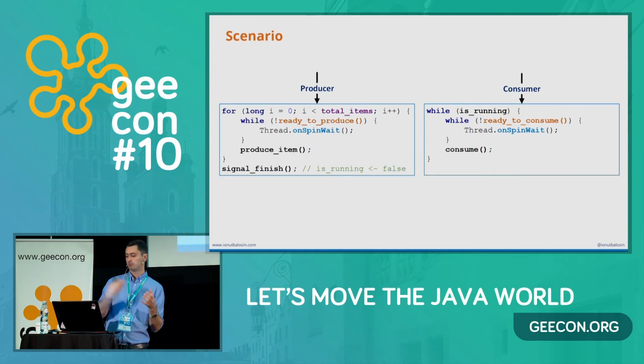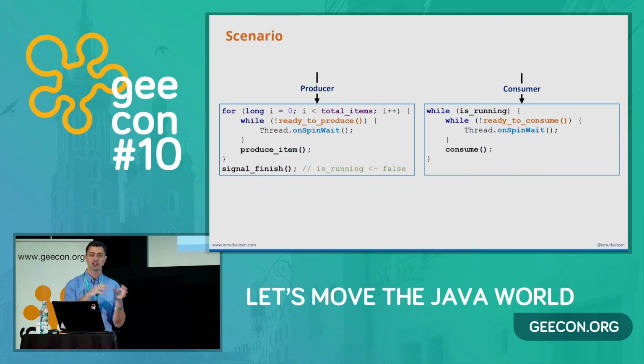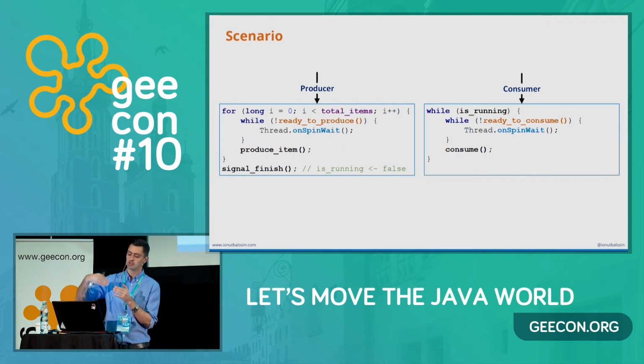A more approachable pattern in real life is the producer-consumer. For example, inside the producer you have a lot of elements you try to produce. Since you are not ready to produce, you call Thread.onSpinWait. And then when the event happens, you are ready to produce, the condition is invalidated, and you produce the item and continue with the next one. The same for the consumer. While the consumer is running until it receives the finish signal from the producer, it asks itself, am I ready to consume? Yes or no. If I'm not ready to consume, spin wait, and then consume.